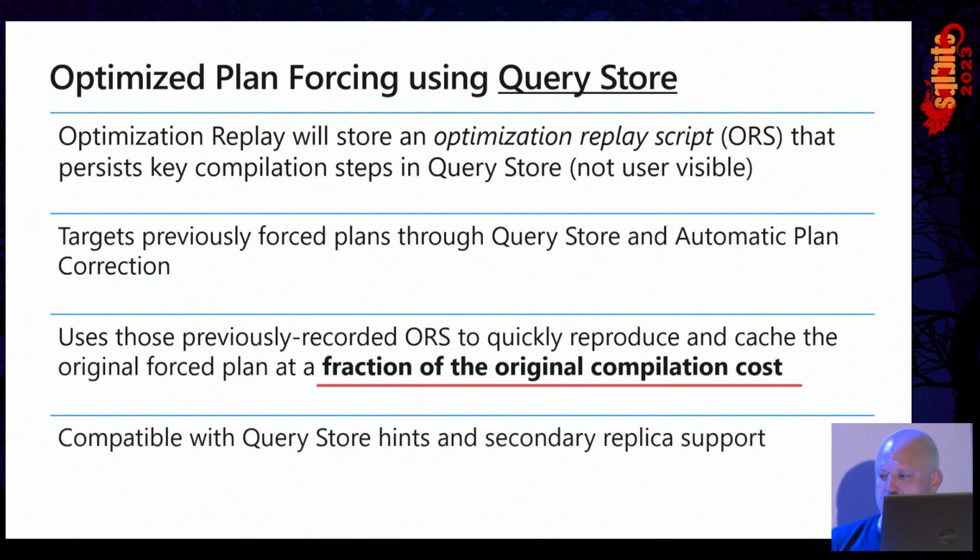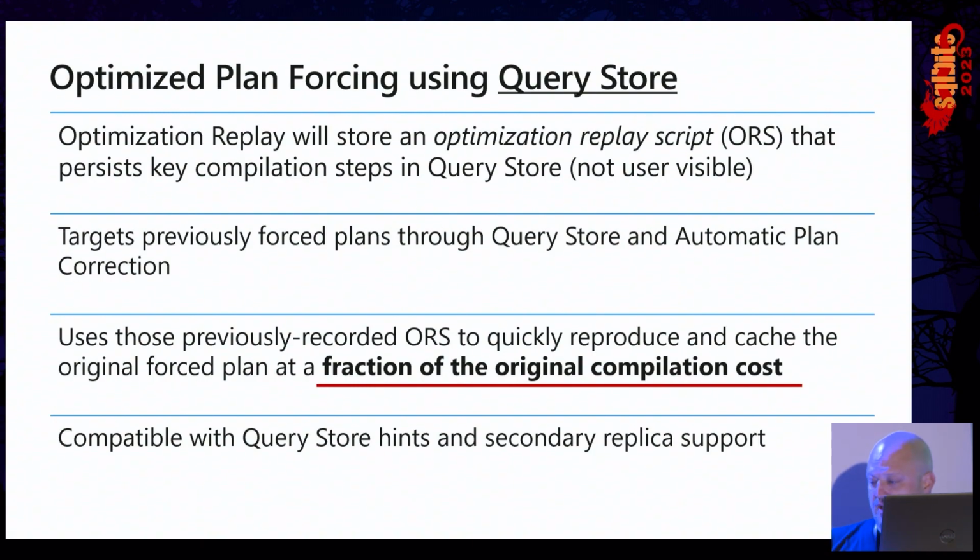Okay, so to address this problem, we have optimized plan forcing using query store. The one thing to remember here is that we're trying to save time during the optimization process. The goal is to address a problem where you have a query that takes a long time to compile because it's complex and the query plan gets kicked out of memory. So then guess what? You get to recompile all over again, right? The compilation process in general is going to be CPU intensive, and like I said, potentially memory intensive.